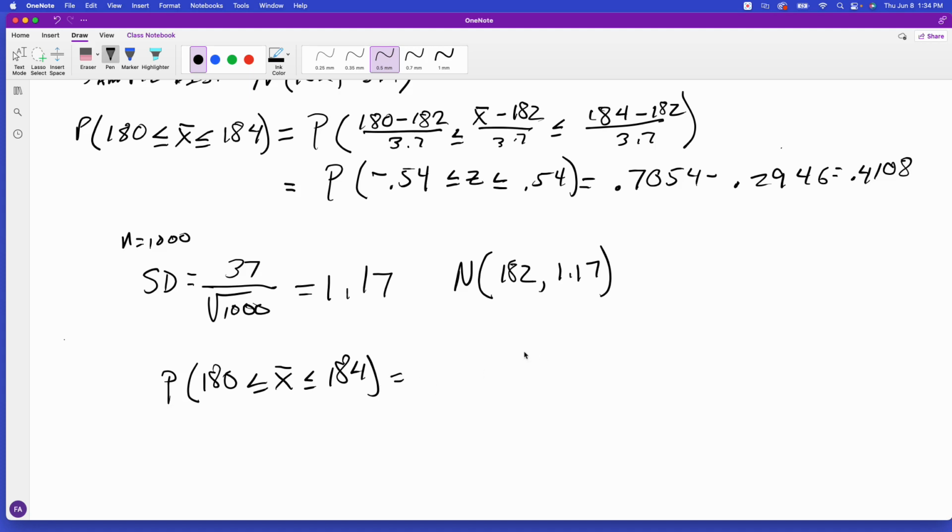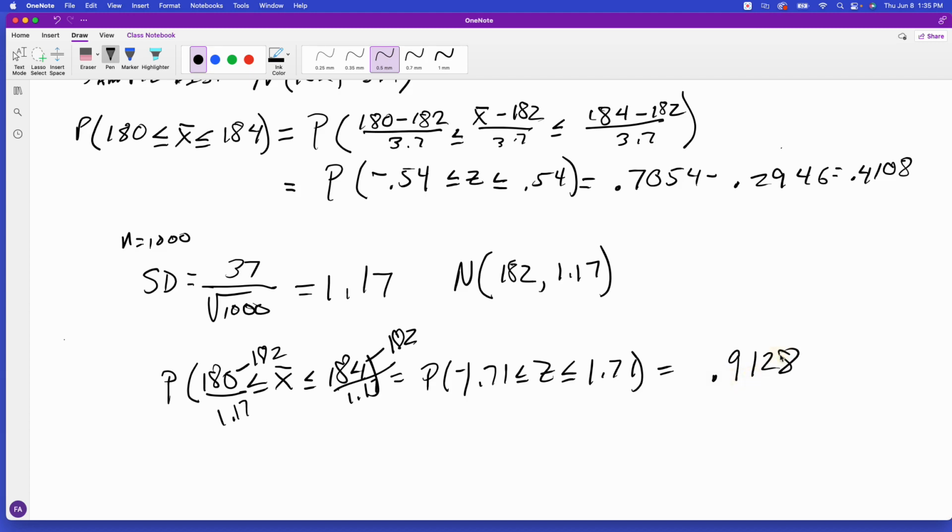We're talking about 2 standard deviations, and that value, if you remember correctly, ended up being P of negative 1.71 less than or equal to Z, which is less than or equal to 1.71, by the process we would have done earlier. We simply subtract off 182 and divide by 1.17. Same thing here, subtract 182 and divide by 1.17. That gives us those values, and when we do the subtraction between our higher and our lower bound, we end up with 0.9128 like we did earlier. So this means that 91% of the population is in there.